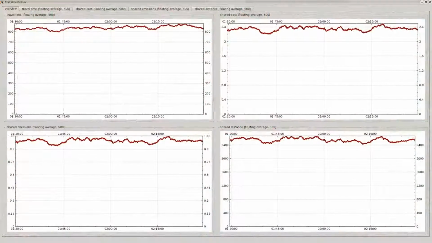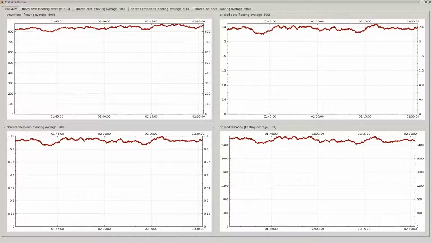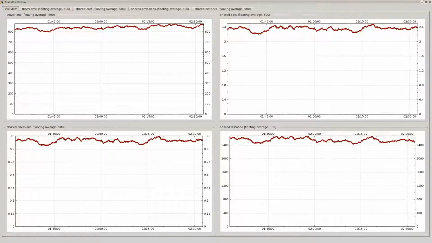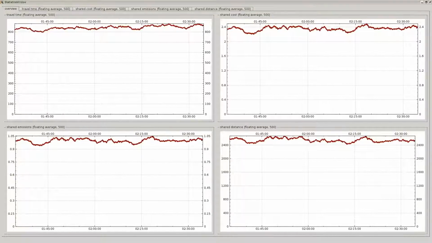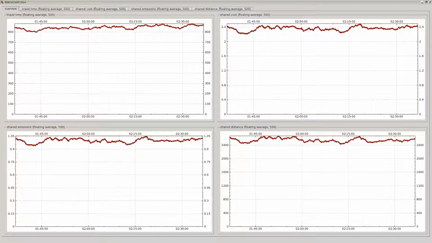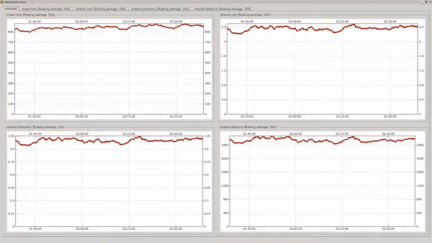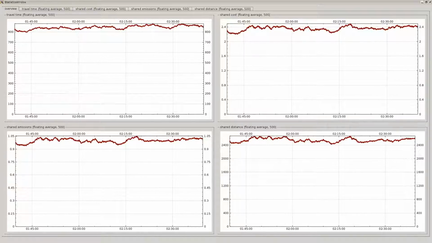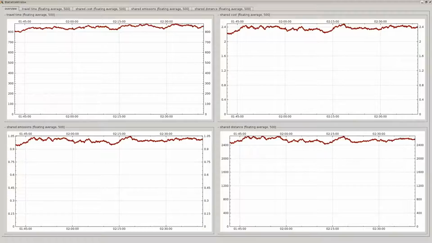In the top left corner you can see the average travel times. Due to the congestion, they are rather high, with around 850 seconds. In the top right corner we have the average cost per person, which is more or less €2.40. The bottom left corner shows the average emissions per person, which are around 1 kilo of CO2. Finally, in the bottom right corner we have the average distance per person, which is around 2,500 meters.